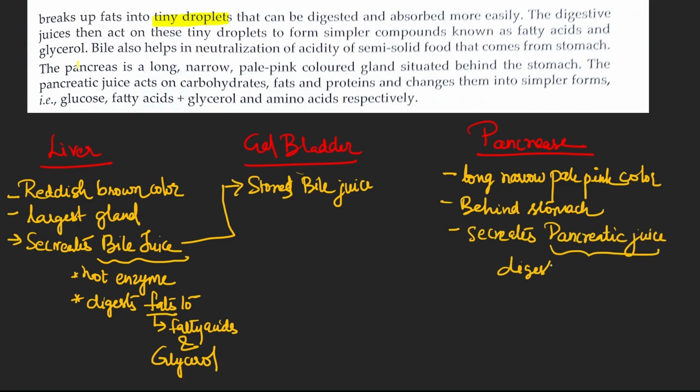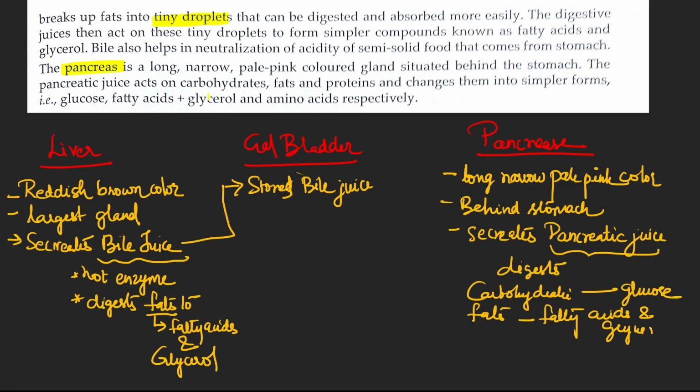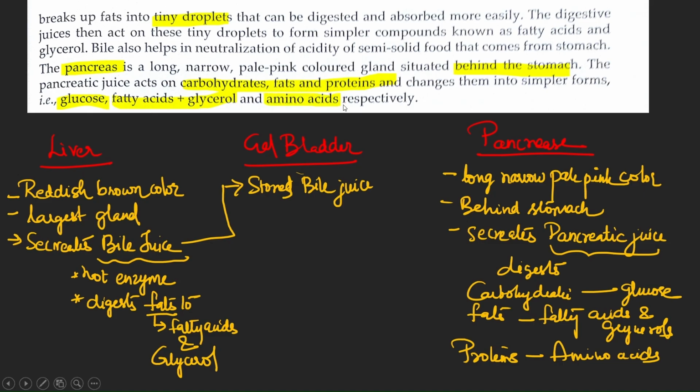Next we are going to see the pancreas. The pancreas is a long, narrow, pale pink colored gland situated behind the stomach. The pancreatic juice acts on carbohydrates, fats, and proteins and changes them to simpler forms: glucose, fatty acids plus glycerol, and amino acids respectively.